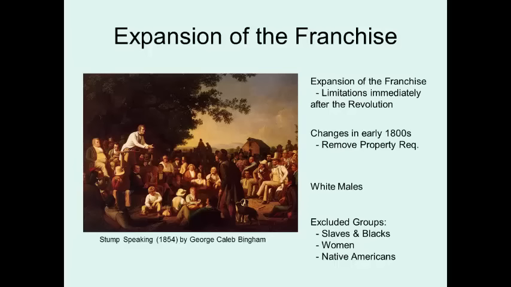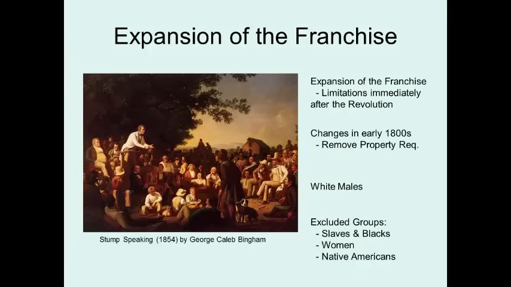In the years immediately after the Revolution, most states limited voting to white property-owning males. So after the Revolution, if you were a white property-owning male, that's who was allowed to vote. And the reason was that they wanted to make sure that only, quote, virtuous people are voting. They want to make sure that only people with virtue, who are not dependent on others, who can look out for the common good, are voting. So they limit this. But during the first half of the 1800s, this will begin to change.